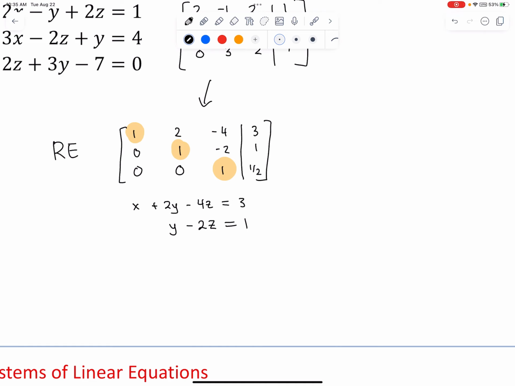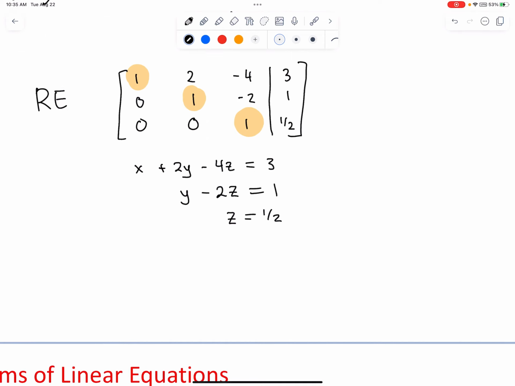And then the final row actually gives us a lot of useful information, because the final row would read 0 x's, 0 y's, and 1 z is equal to 1/2. This gives us the solution for z right away. But what's convenient is that now that I know z, I can go backwards to the line above and determine what y is going to have to be. We're doing back substitutions. So if z is 1/2, then I know that y minus 2z, z is 1/2, has to be equal to 1. So 2 times 1/2 is 1. So y minus 1 equals 1, so y has to be 2.